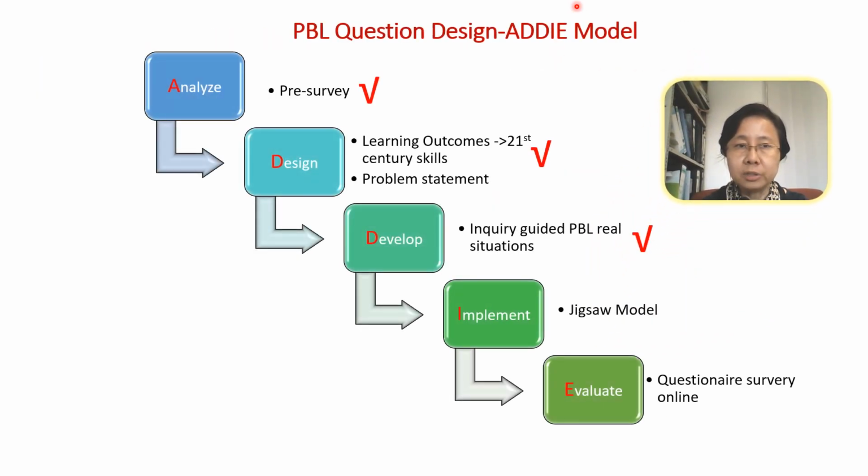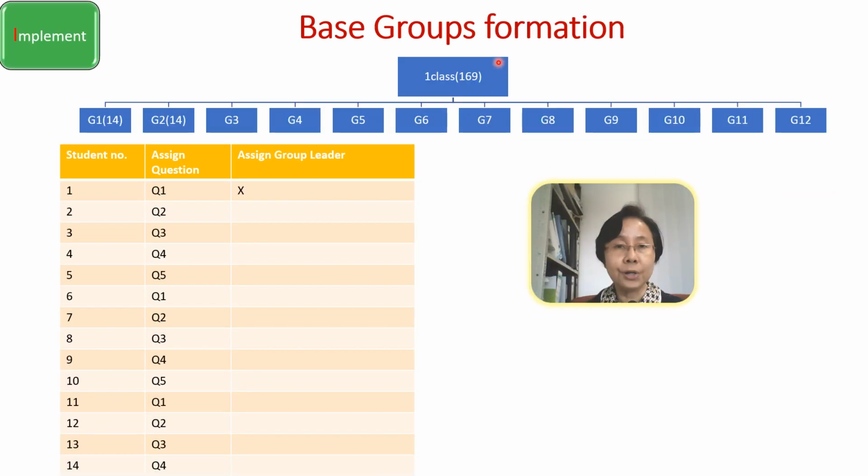From the ADDIE model, we have completed A, D, D. Now we look at I, the implementation of the PBL. We have a class of 169 students and we separated them into 12 groups, and each group has around 14 students, and they were assigned the questions from the PBL, from question 1 to question 5.